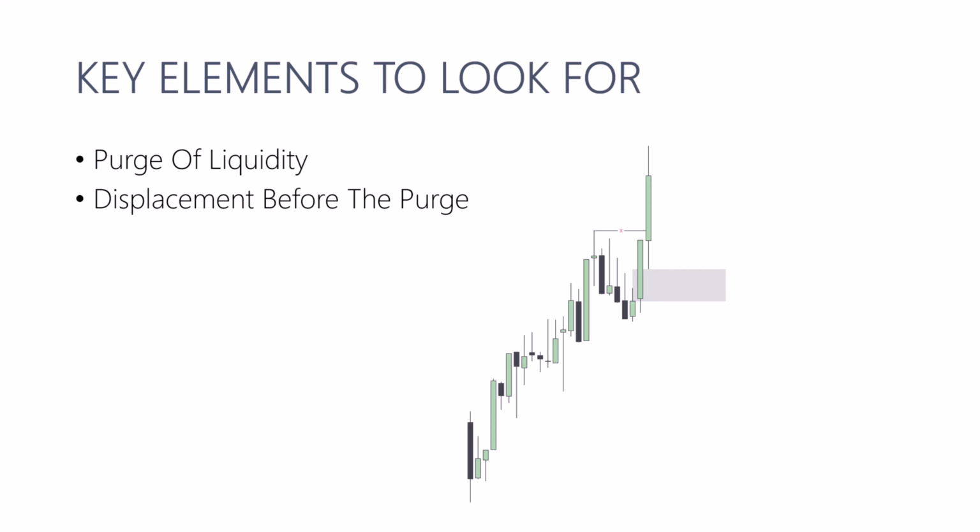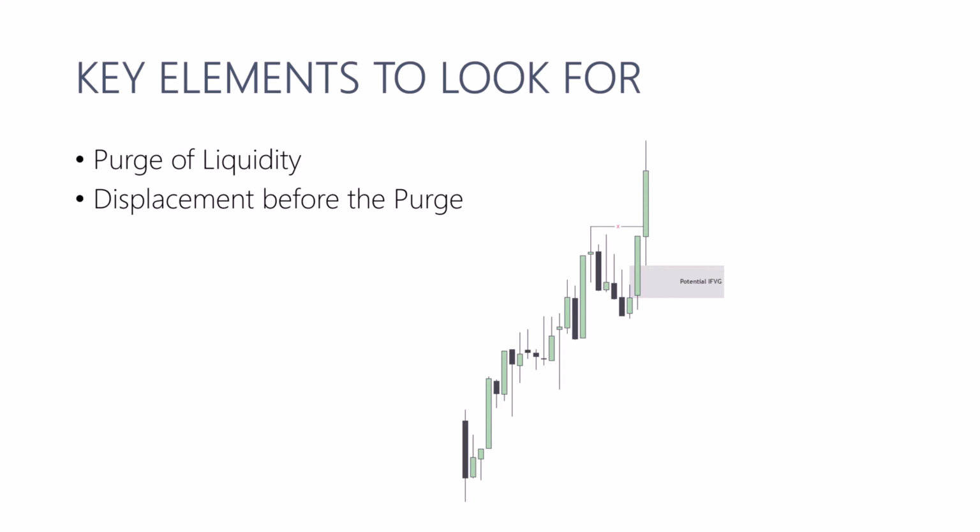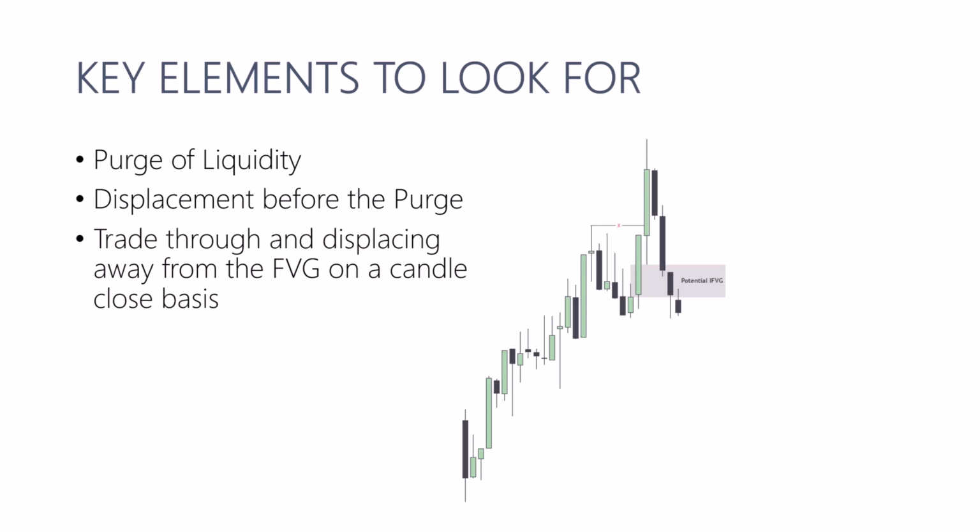So this fair value gap now is a potential IFVG or a potential inversion fair value gap. The next thing we want to see is price trade through and displace away from the fair value gap on a candle close basis. So we need to close below the bullish fair value gap on a candle close basis, displacing away from it. You see how we are forming bearish fair value gaps on the way out of the bullish one. There is also a volume imbalance here. So we are displacing away.